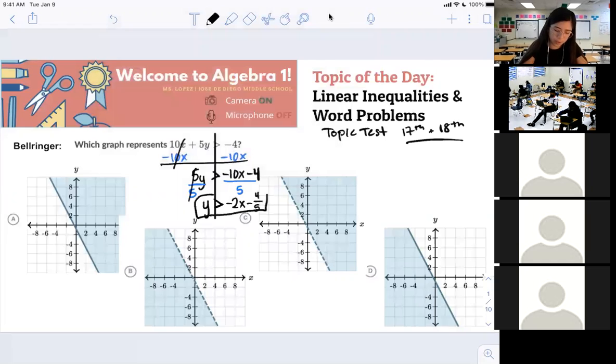Now I know a couple things. What's my slope? Negative 2. It's a negative slope. What's the y-intercept? Negative 4 over 5. Good. And I have a greater than symbol. What does that tell me about the graph? It's dashed. Dashed and?